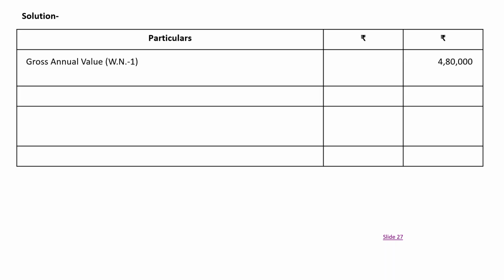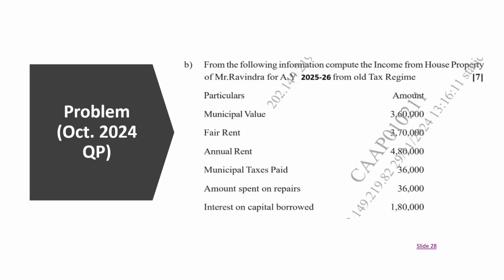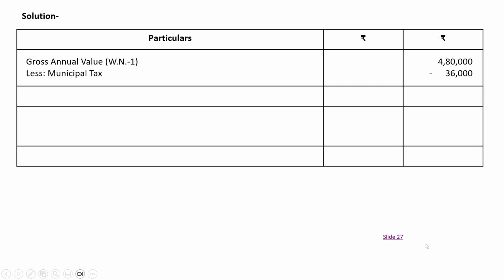4,80,000. Once you get the gross annual value, from that deduct the municipal tax paid. And municipal tax paid amount is given here. How much is that? 36,000. Deduct that amount from the gross annual value. Municipal tax paid how much? 36,000, and therefore the net annual value we get here how much? 4,44,000. Clear? Understood? So here the net annual value we get 4,44,000. Okay, understood?